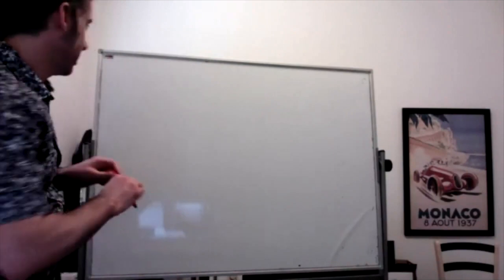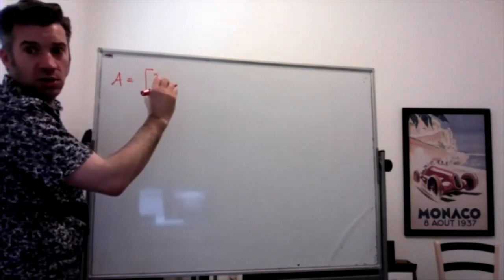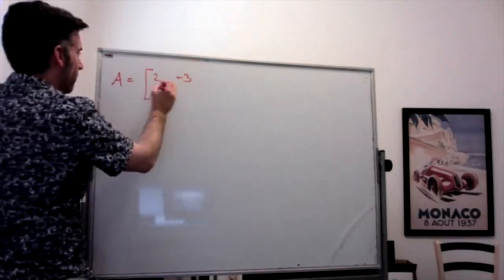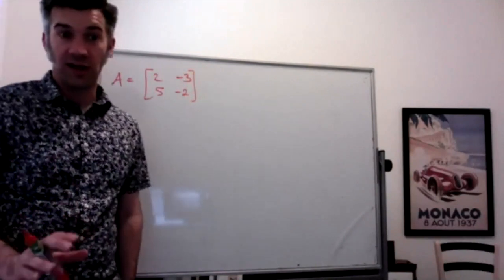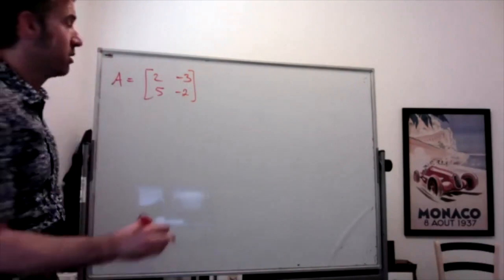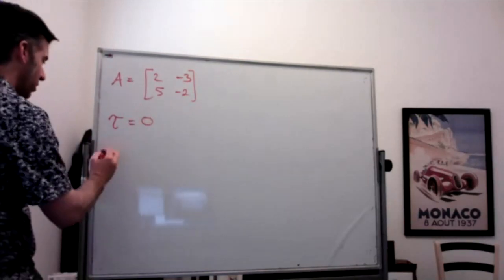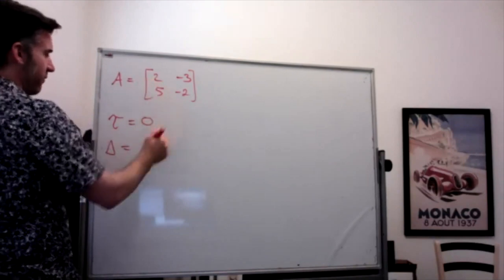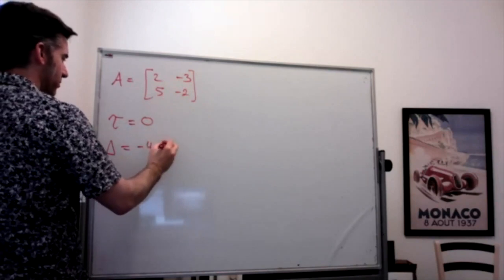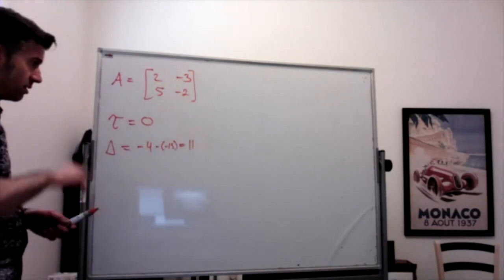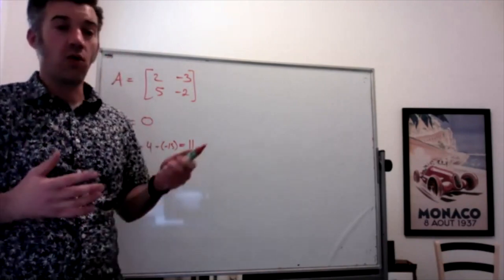So let's say we've got this matrix here. I've got A equal to the matrix 2, -3, 5, -2. And let me talk about just for a minute how I know what the solutions are going to look like without doing any work really at all. The trace is 0. The determinant is, let's see, -4 minus -3 times 5, which is -15. My determinant's 11.